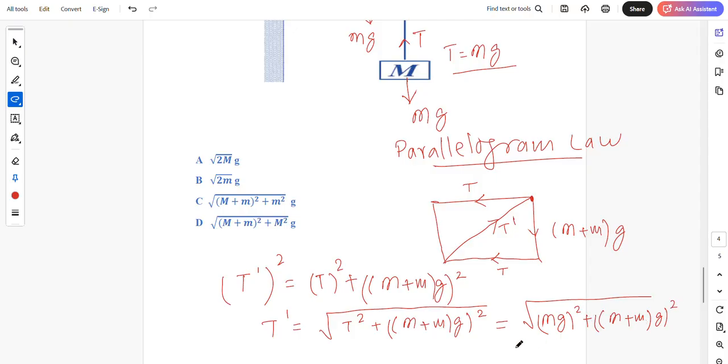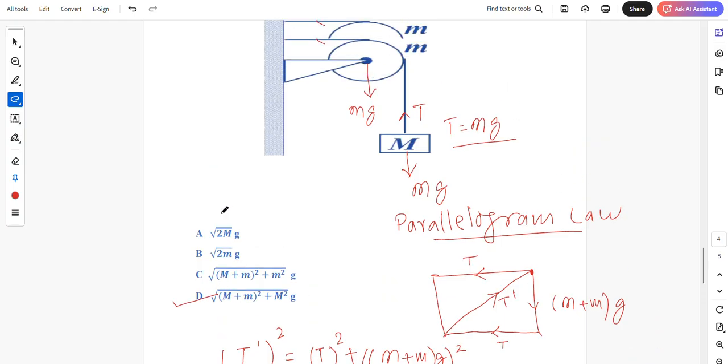I can take g outside the square root, that is, M square plus capital M plus small m the whole square, into g. Now it is the right option here, M square plus M plus m square. Hope you understood. This is the right answer.